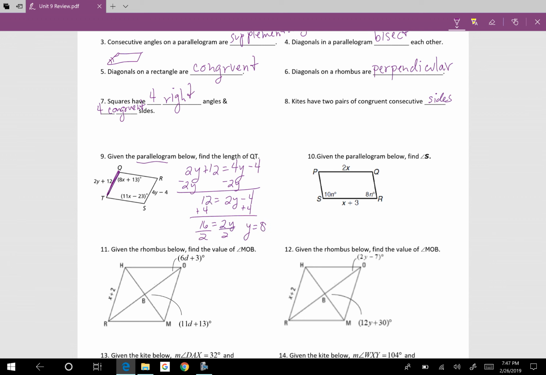But they want the length of QT, so we have to plug in. So you have to do 2 times 8 plus 12. So that's 16 plus 12. And so you get 28. That's QT.